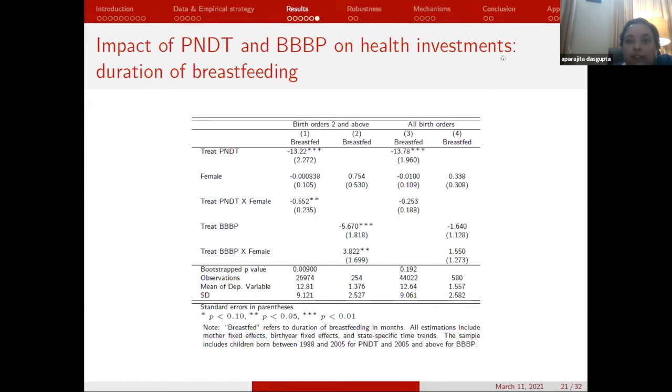In terms of health investments, if you focus on this interaction between treat PNDT and female, and then treat B3P times female, we find that the breastfeeding duration actually goes down in the case of PNDT and seems to go up for B3P for birth orders 2 and above. This result is very significant for higher order births, where you would believe the discrimination is more.